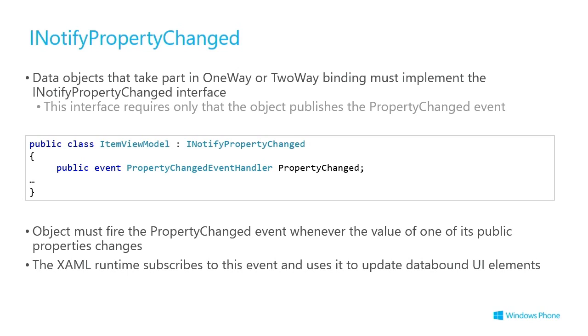It's cool. Now, the magic that makes this work is quite simple. Actually, it's not magic. It's that we have on our data object, and they're typically called view models. So here we've got an example of an item view model.